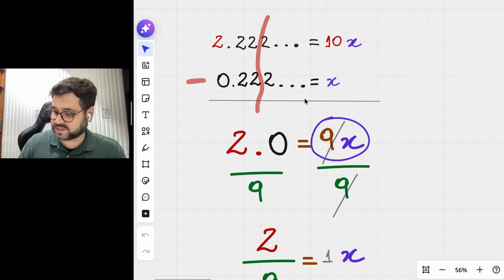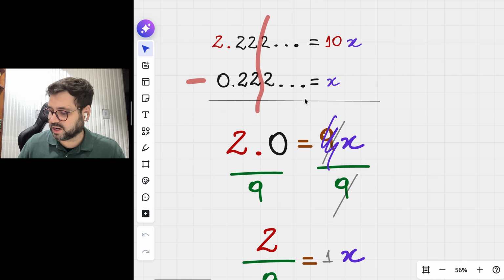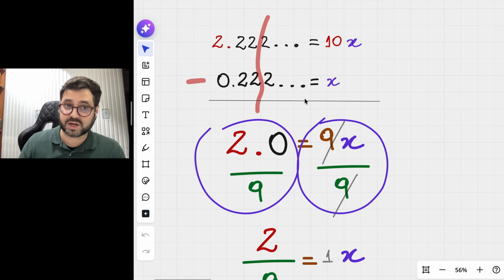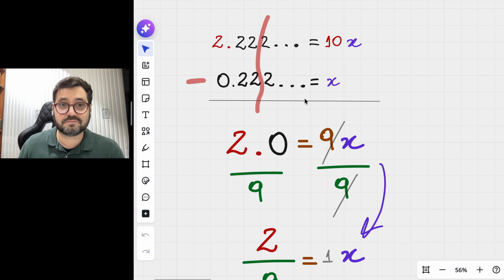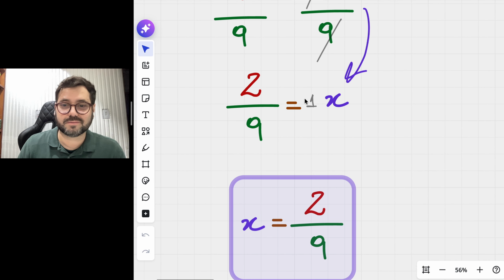I don't want to know how much is 9x. What I'm actually looking for is the value of x. So how can I turn 9x into x? What I gotta do is I gotta divide this side by 9, because 9 divided by 9 is 1. So I have 1x right here. Okay. But whatever I do on the right, I do on the left. So if I divide this side by 9, I have also got to divide the other side by 9. 9 divided by 9 is 1. 2 divided by 9, I have found my answer: x equals 2/9.